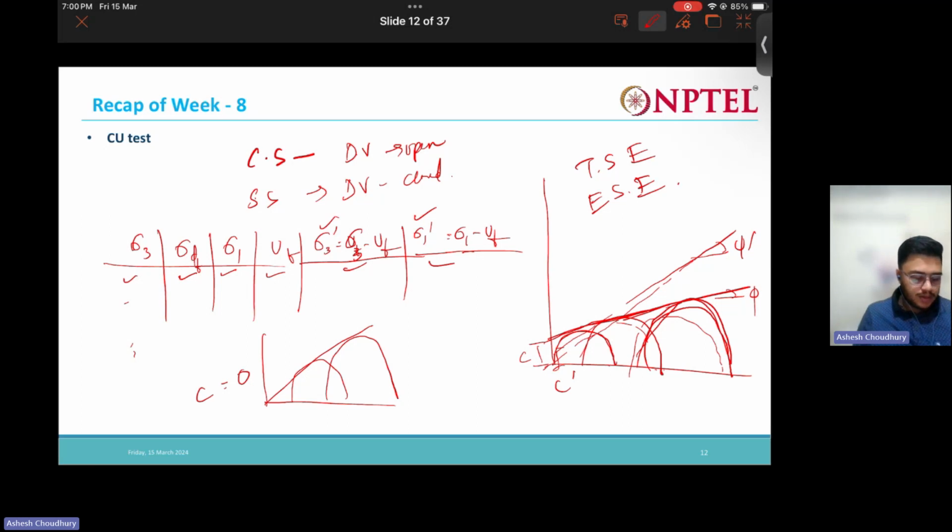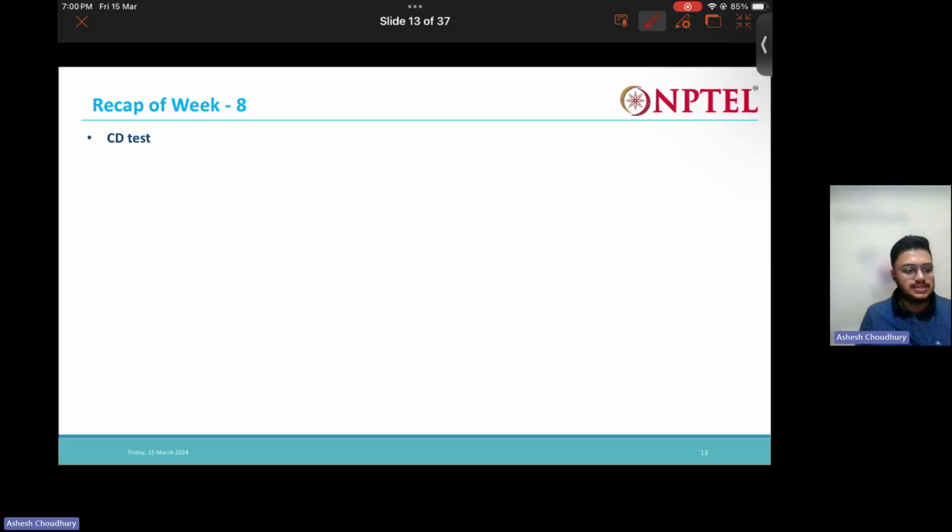Okay, now the last test is the CD test. The CD test is nothing but the consolidated drain test. It means in both the first and second stages, we are allowing the drainage valve to be open. So in the consolidation stage also, obviously the drainage valve will be open.